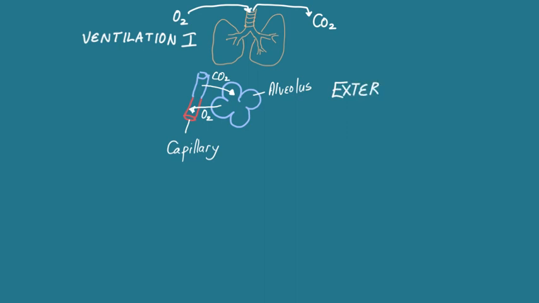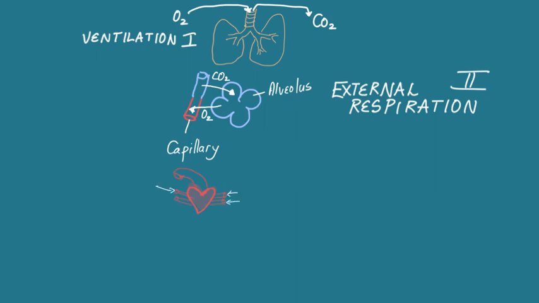Once the oxygen has reached the capillary, it can now travel. It travels in the direction of the heart. It arrives at the heart via the pulmonary veins. So here we see the oxygen arriving via the pulmonary veins to the heart, and from the heart it can be pumped out via the aorta and taken to all parts of the body. The oxygen now arrives at the body cells.